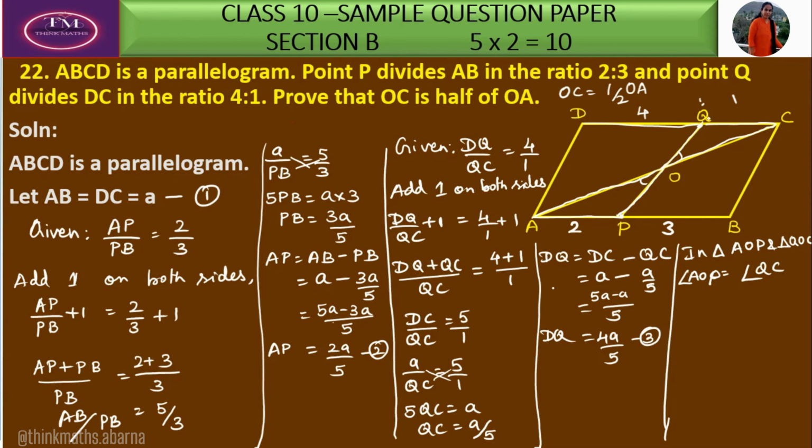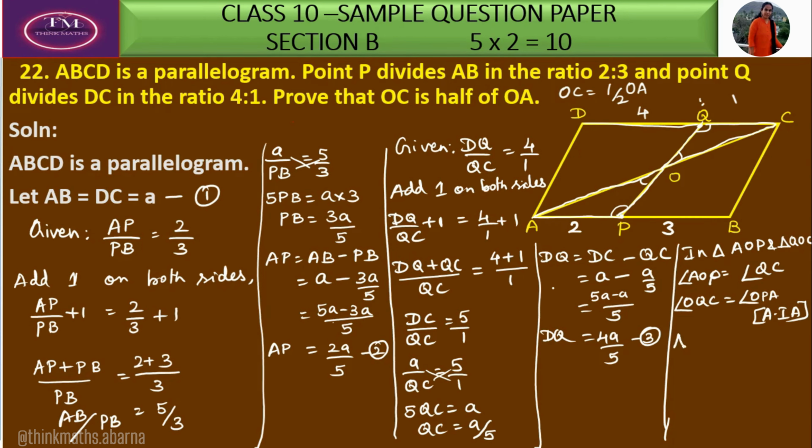Also, AB and CD are parallel because ABCD is a parallelogram. So AB and CD are parallel. Okay, so then what happens? Alternate interior angles. In this, OQC and OPA are alternate interior angles. So we can say angle OQC will be equal to angle OPA. This is because alternate interior angles are equal. So we can say these two triangles are similar by AA criteria.